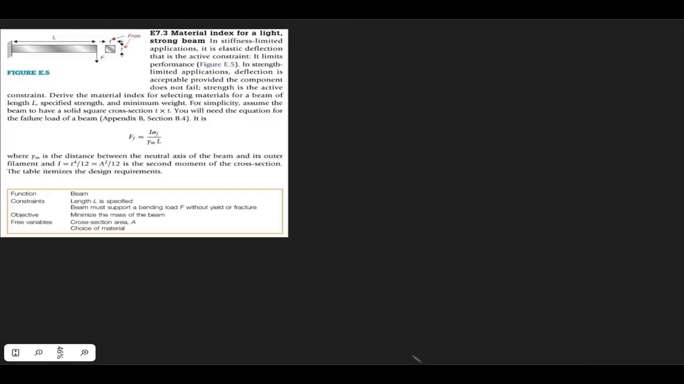So now we are going to move on to question 7.3. You can take a second, pause the video and read the question. In this question, they're telling us to find the material index for a beam. They have already derived the function, constraint, objective, and free variable for us. So the constraint here is the specified length of the beam L, which is here.